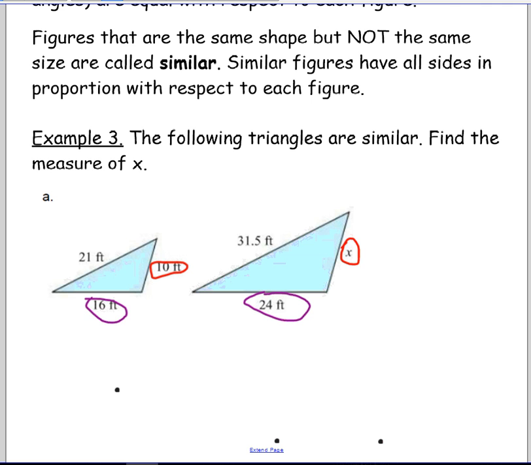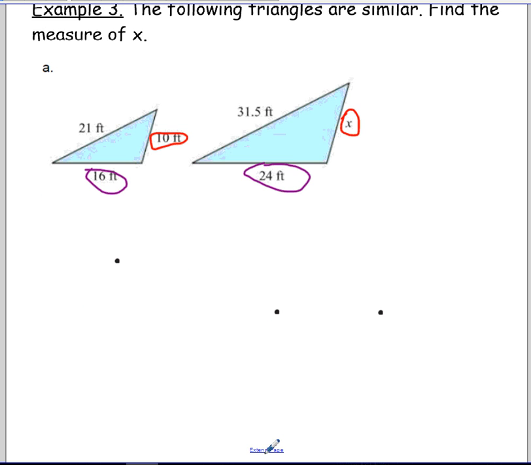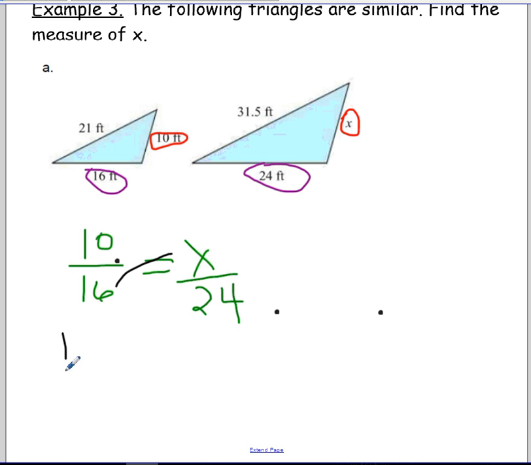So make sure when we set up a proportion, we're setting it up in the same pattern. So I'm going to do the right side is to the bottom as the right side is to the bottom. So 10 is to 16 as x is to 24. And then we can multiply across to get 16 times our x is the same value as 10 times 24, or 16x equals 240 when we multiply.